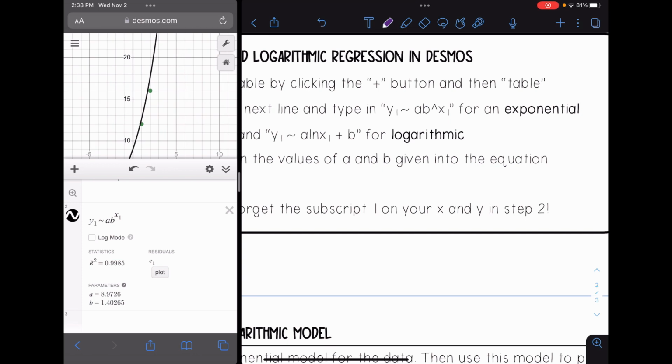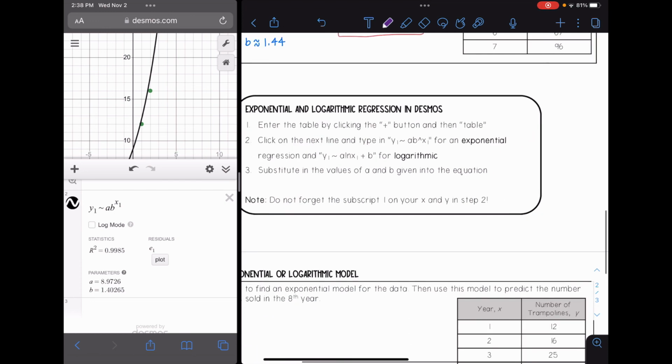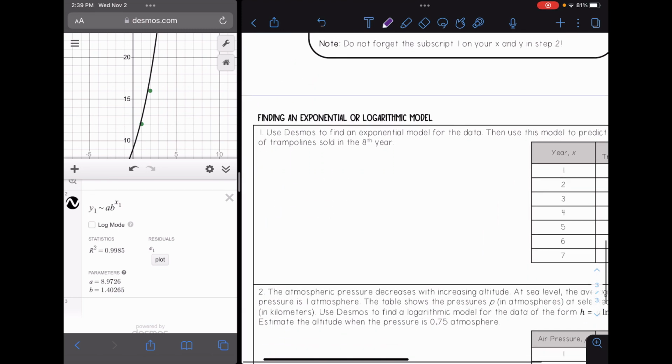So I do that, you see the function actually draws out right here, and I can see that it goes through most of those points, but I want to pay attention to my parameters here, which is a is equal to 8.9726 and b is equal to 1.40265. And so I'm going to use that to create my equation. I'm going to go ahead and just round this to the nearest hundredth, so I get that y is equal to a, which is 8.97, times b, which is 1.40, raised to the x power.